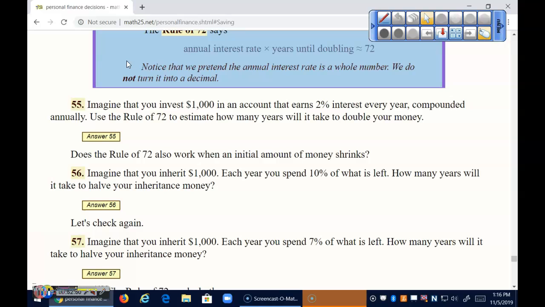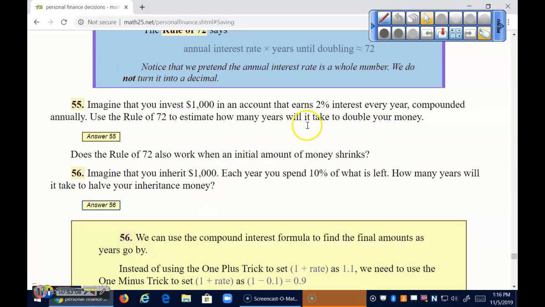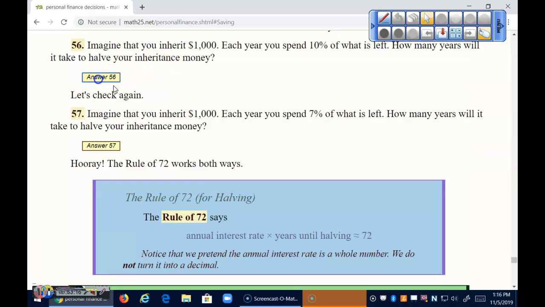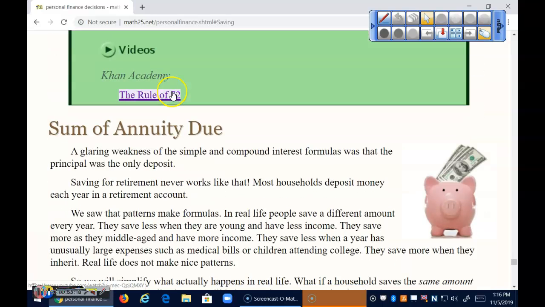If you had $1,000 and you spent 10%, how long till you have half left? To double it would be 7 years, as our rounding estimate. Then is it going to work out the same way? It actually does. So it works for getting bigger, it works for getting smaller. There we go.